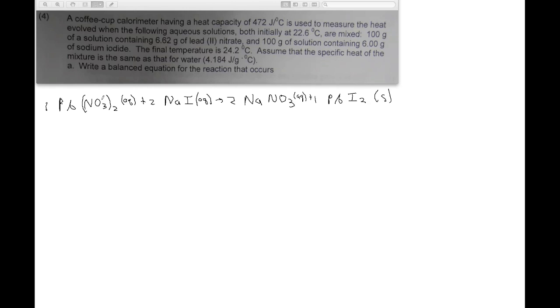How did you know that the lead nitrate would be aqueous? Because all nitrates are soluble. That's right. All nitrates are soluble, so this will be dissolved in water. And all sodium compounds are soluble, and that tells us this.